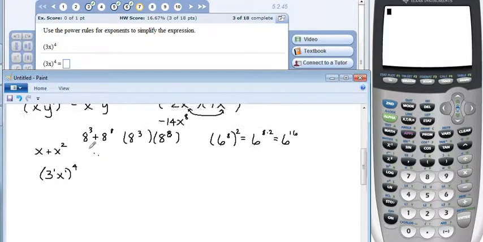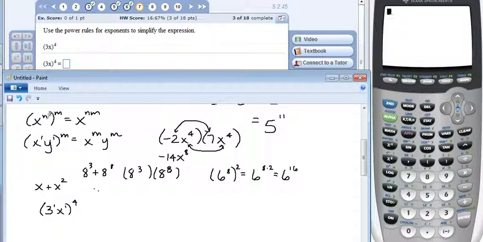This rule here, now take a look at this. This rule here says you take the power and multiply it by the power. It does not say you take the base times the power. This is not a 12. This is not 3 times 4. It's 1 times 4. It's power times power. And then we have x to the 4th. Do you see how I'm combining this with this?